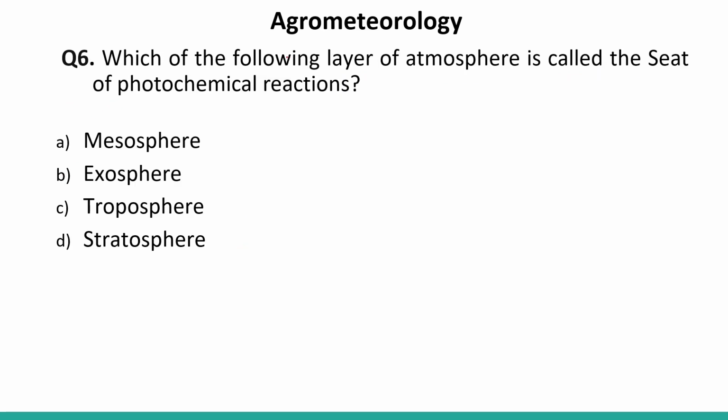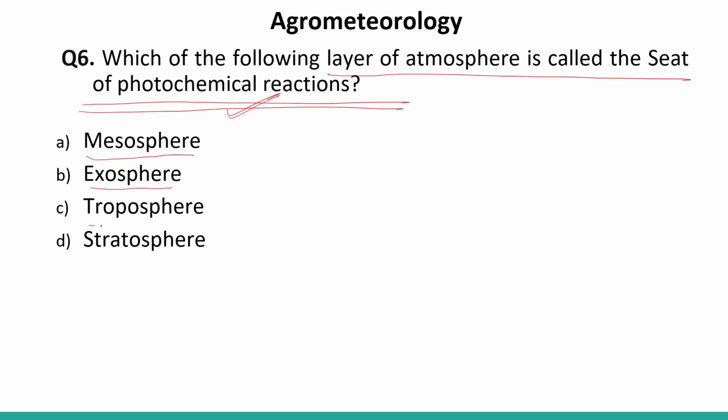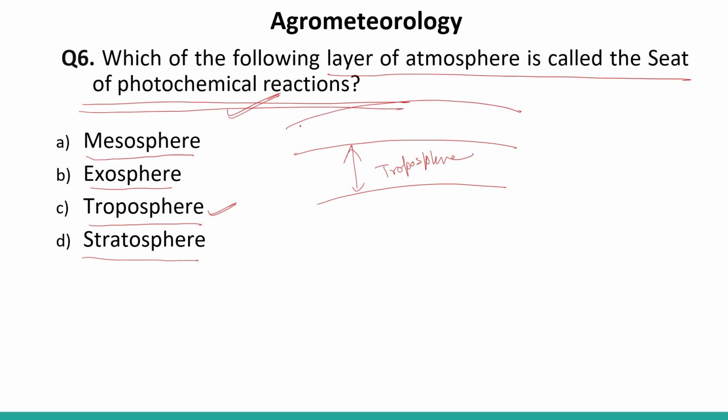Okay, the next question is, which of the following layers of the atmosphere is called the seat of photochemical reactions? So many photochemical reactions take place in some layer. These are the different layers of the atmosphere: the mesosphere, exosphere, troposphere, and the stratosphere. The troposphere is the layer just above our Earth's surface. And above the troposphere, we have the stratosphere.